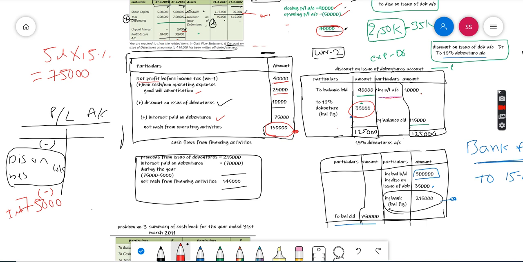Then cash flows from financing activities. So we have received this 2,15,000 by issuing the debentures, which is a financing activity, and paying the interest is also a financing activity. We have paid only 70,000, so we have to minus that remaining 5,000. So in the cash flow statement we need to record only actual cash outflow, right? Whatever cash has gone out, only that you need to record, otherwise you don't need to record. Then this is the net cash flow from financing activities.